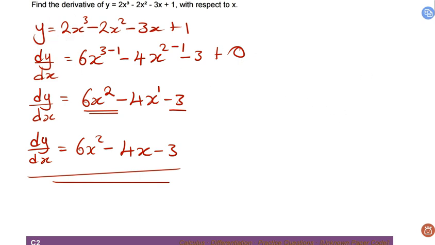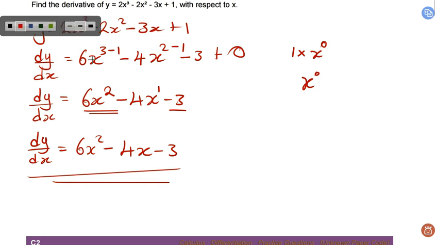Which simply means that we are simply having 1 times x to the power 0, or we can just say it is same as x to the power 0, because x to the power 0 is just a 1 there. Now, how is it possible that a 1 became a 0? So in that case, since we have agreed that 1 simply means we are just having x to the power 0 there. So what you do is you just say x to the power 0.